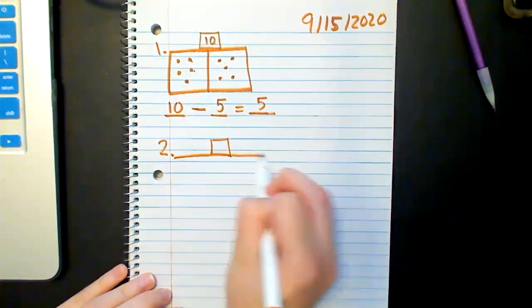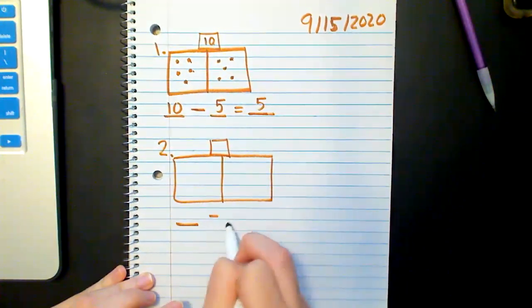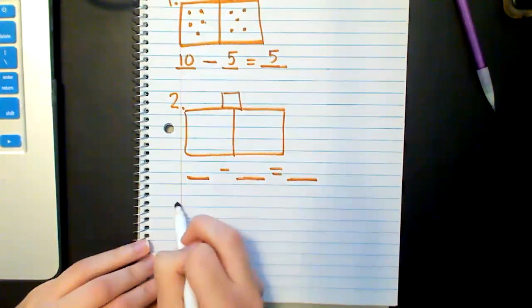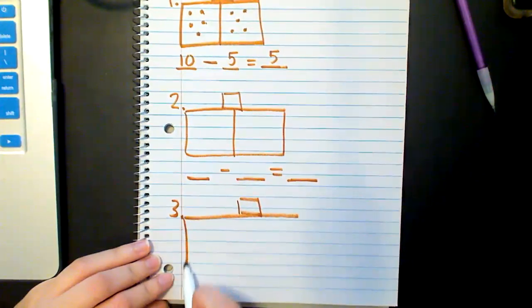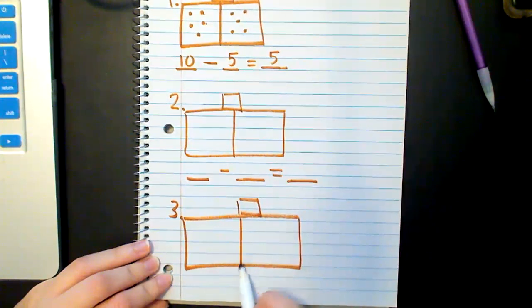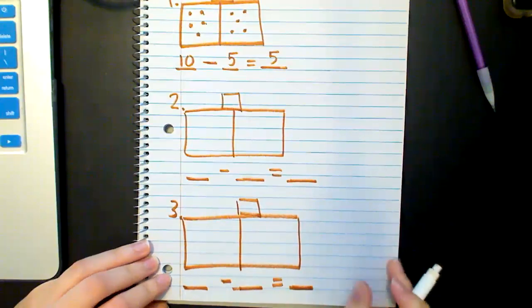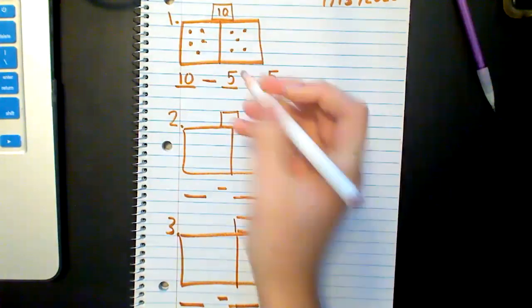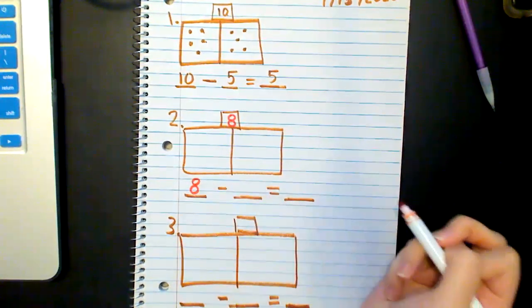Small box on top, big box on the bottom, split it in half. Subtraction sentence. We're actually just going to do 3 of them, so I'm going to set up the last 2. For the second one, we're going to use a different number. Let's use 8. So we're going to put 8 at the beginning of our subtraction sentence.